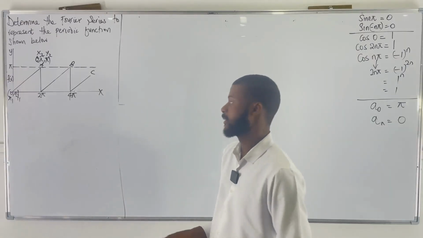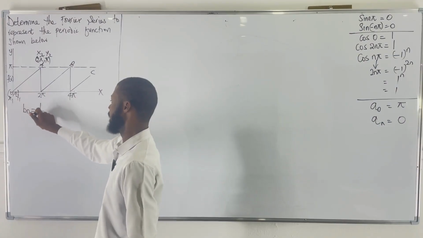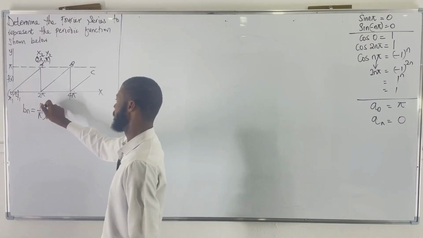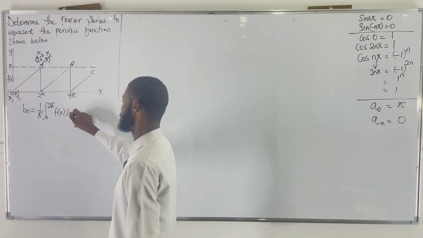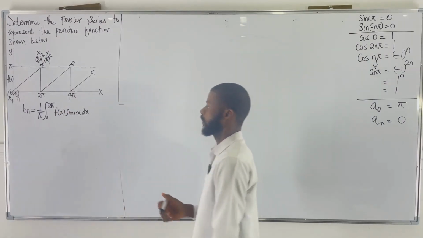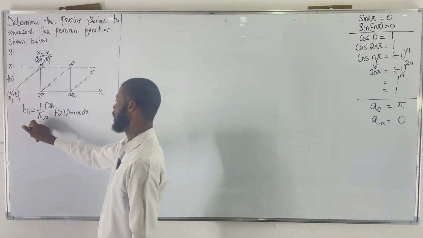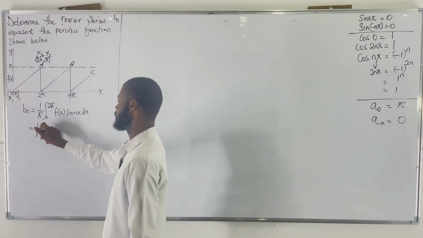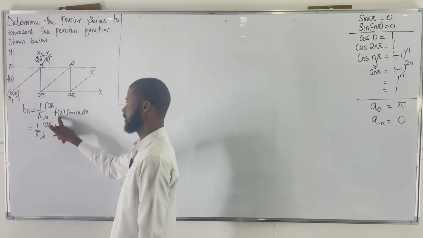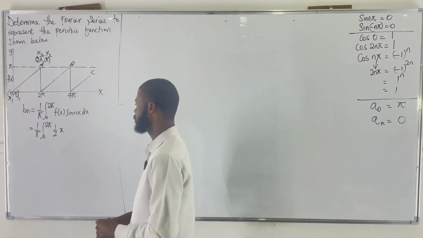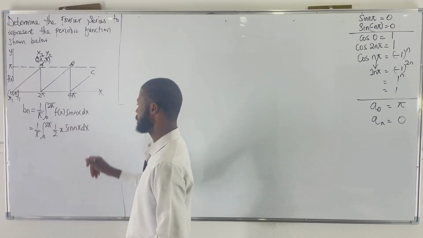So let's find b sub n. Now b sub n is 1 over pi integral from 0 to 2 pi of f of x sine nx dx. This is what we have. So this will be 1 over pi integral from 0 to 2 pi. Our f of x is half of x. Remember, we've actually found what our function is. It's half of x sine nx dx.